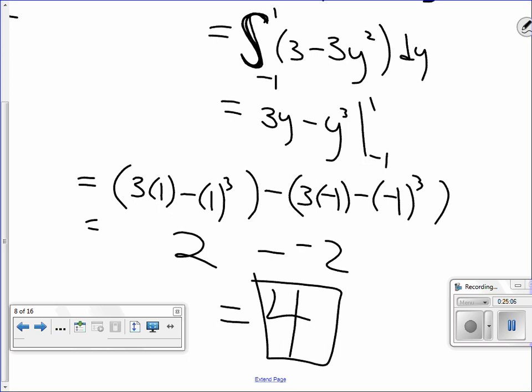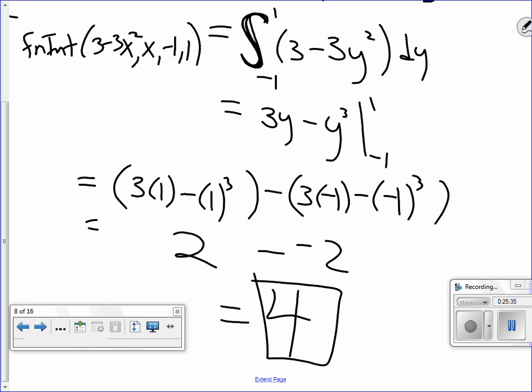Now let's say I didn't feel like using the fundamental theorem of calculus to get my answer. I set up the integral and I wanted to put it in my calculator. If you put it in your calculator, just use x's. In other words, you would just do math 9, 3 minus 3x squared, comma x. And on the calculator, what do I put first? -1, comma 1. And that should get you an answer of 4.